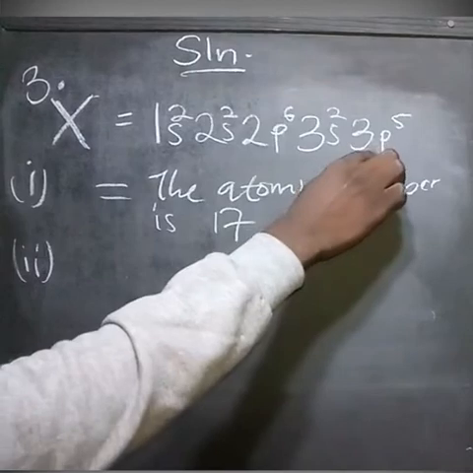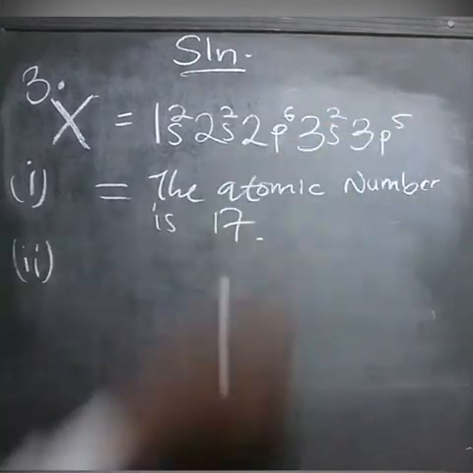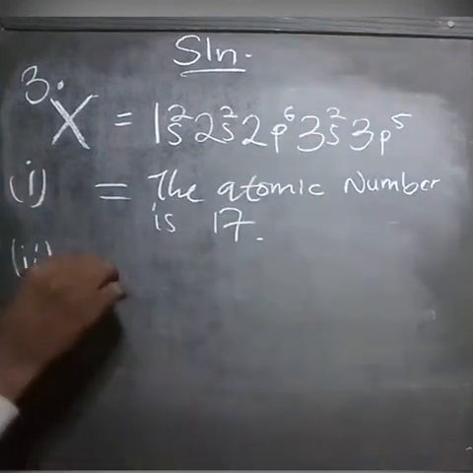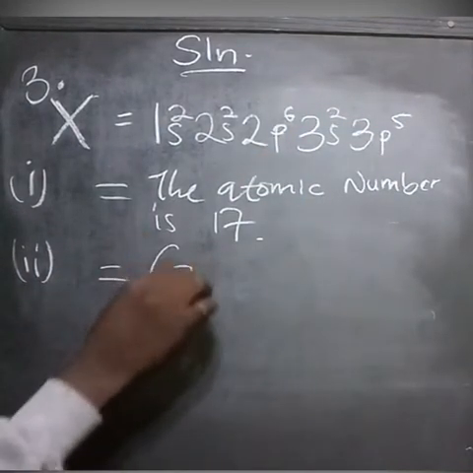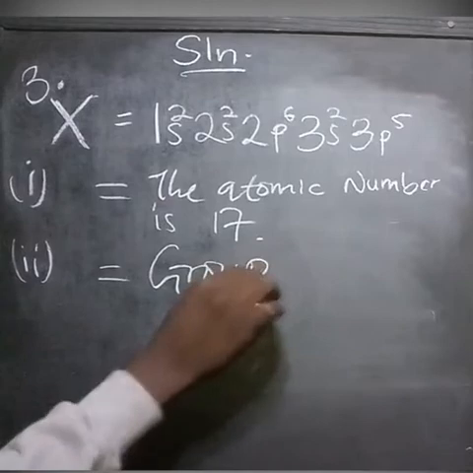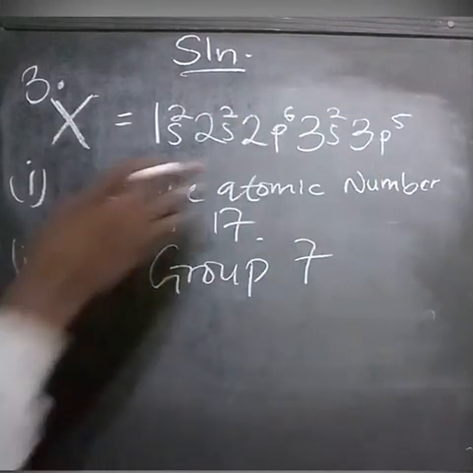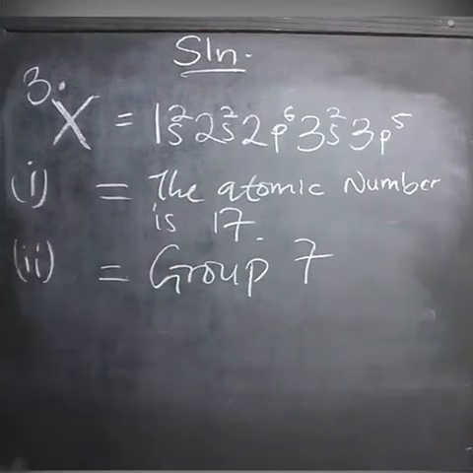But here it is 3p5, so we must add the powers. So if you add the powers, definitely it will give you group 7. So this is a simple and easiest way if you are given the electronic configuration of an element and you are asked to find the group of the element.